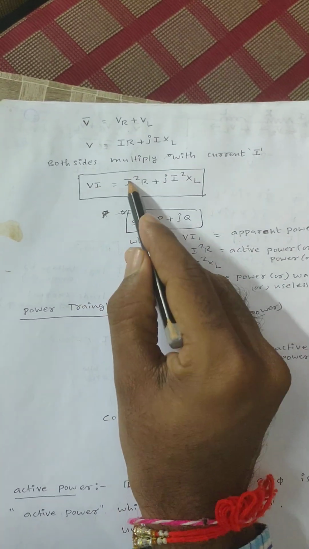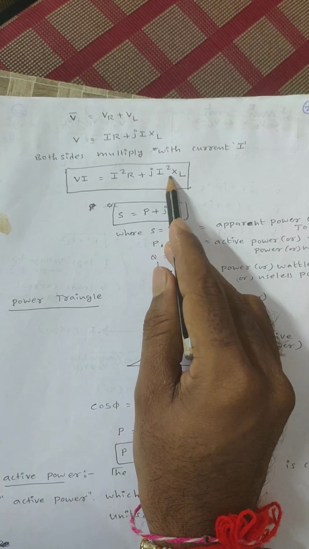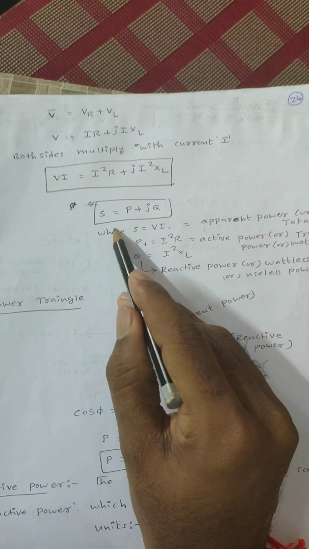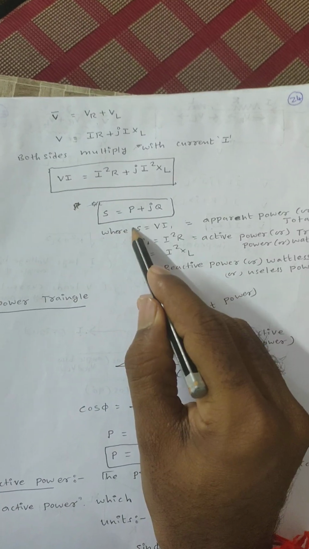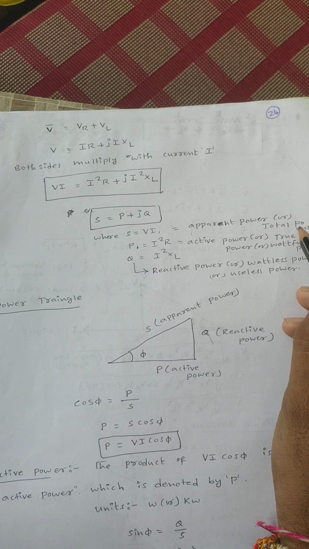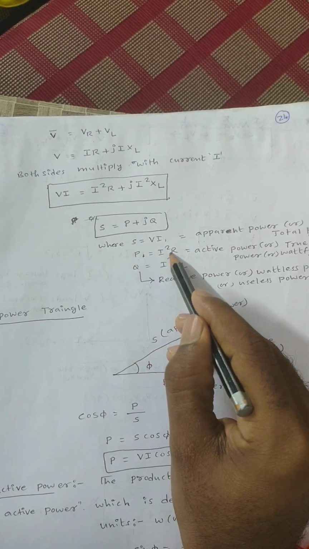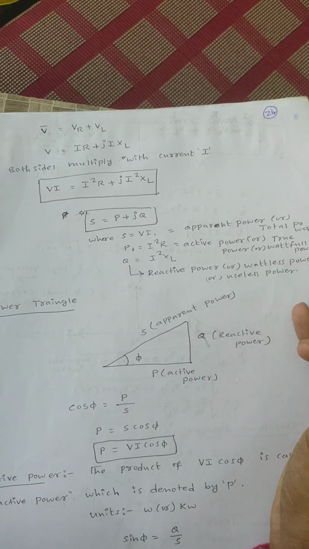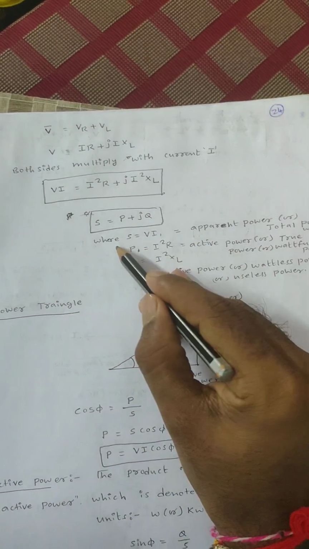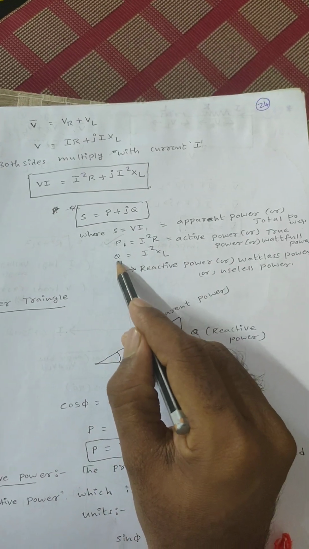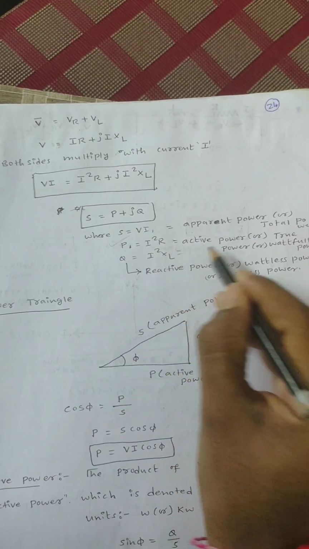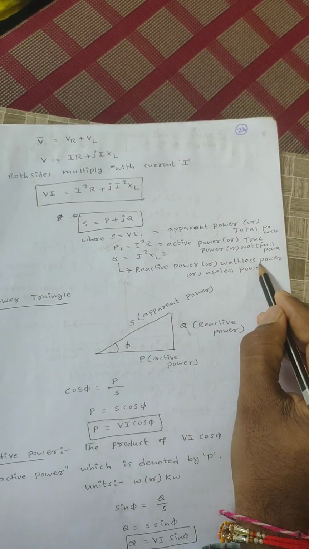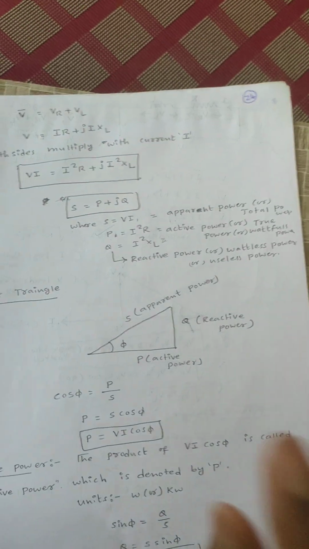VI is nothing but S, I square R is nothing but P, plus J into I square XL is nothing but Q. That means the AC system has three powers, where S is apparent power or total power, whereas P is equal to I square R, that is active power, or true power, or wattful power. Based upon this active power only you will get the electricity bill. Q is equal to I square into XL, that is reactive power, or wattless power, or useless power.